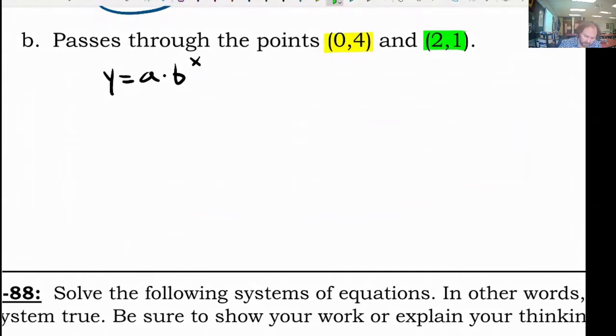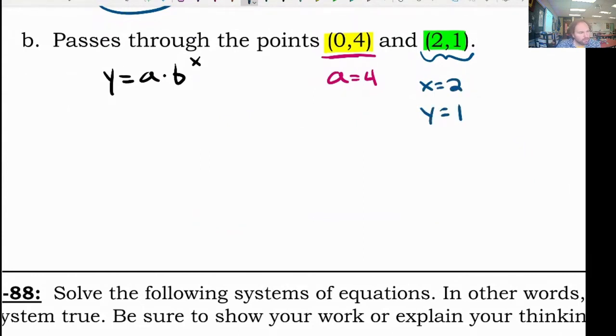What we talked about today in class is that, well, right away, this point tells you that your A value is 4, because that's the y-intercept. So we kind of know that. The other thing that we get is this piece of information right there: when the point (2, 1) is on the graph, when x is 2, that means that y is 1.